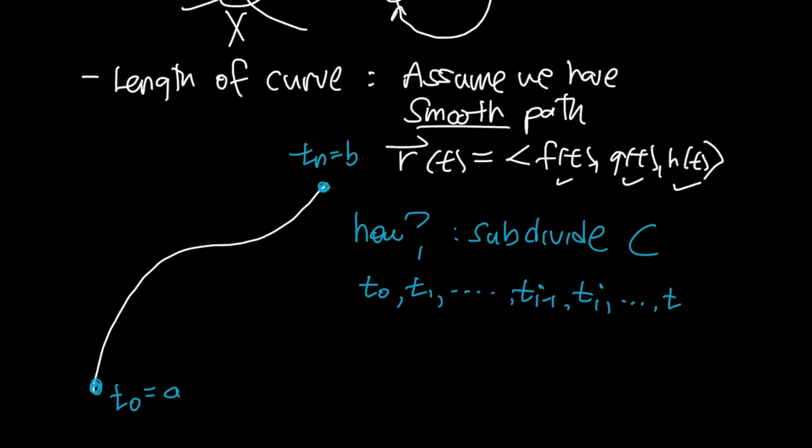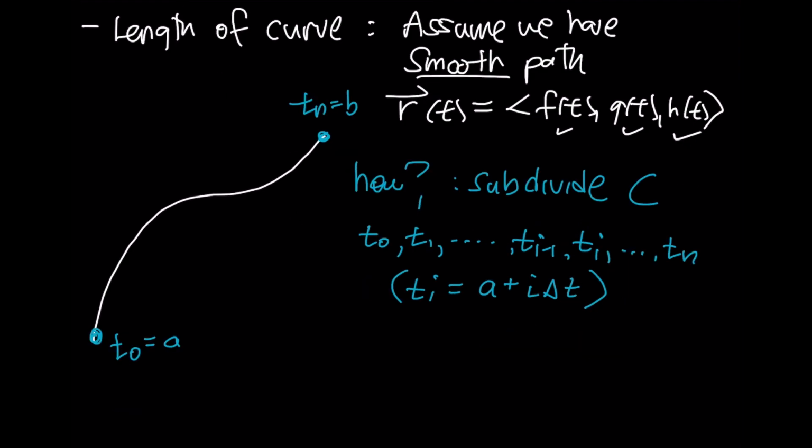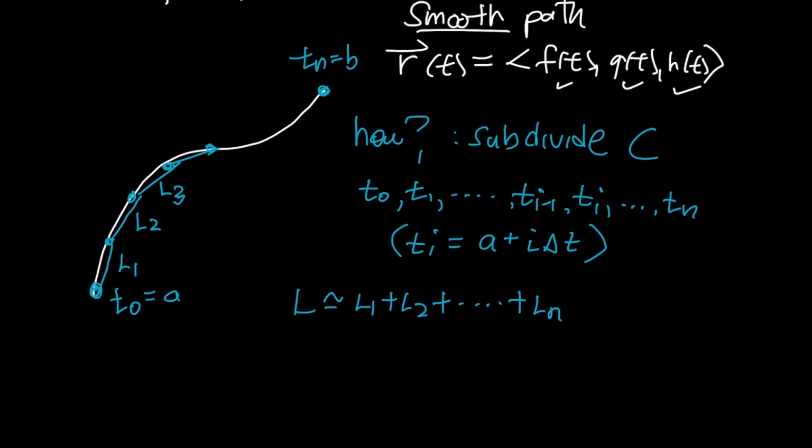Ti is given by the recipe A plus I delta t. And what we're going to do is subdivide this curve into these time values and then connect them with straight lines. This will be segment 1, and segment 1 is going to have its own length, and segment 2 and segment 3. And then we'll say that the length is approximately the sum of all of these little individual segments. We're going to assume delta t is constant, and then we're going to shrink this delta t down to 0, and that's going to help us define the actual length of this curve.